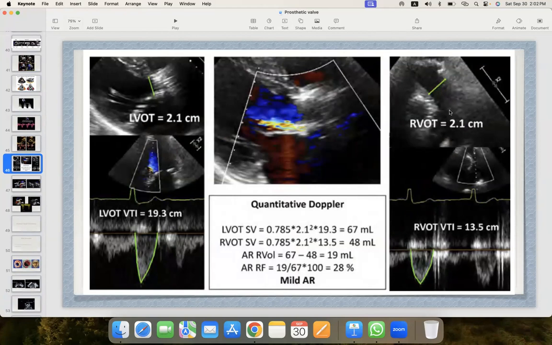And here from the RVOT, we have diameter 2.1. We calculate the area and then multiply it by the aortic valve VTI, and from this you get 48. Then when you subtract 48 from 67, you get the regurgitant volume, which is 19. If you divide it by the LVOT stroke volume, you get the regurgitant fraction. Here it's 28, which is considered mild aortic regurgitation.